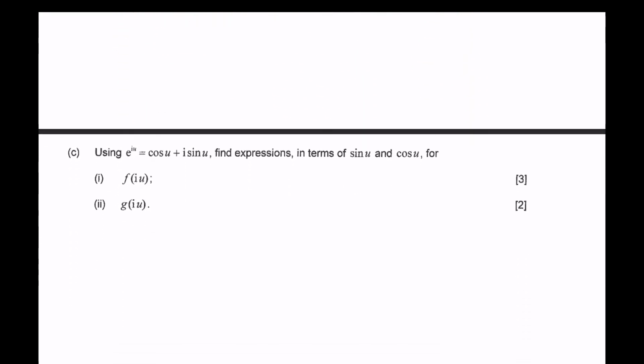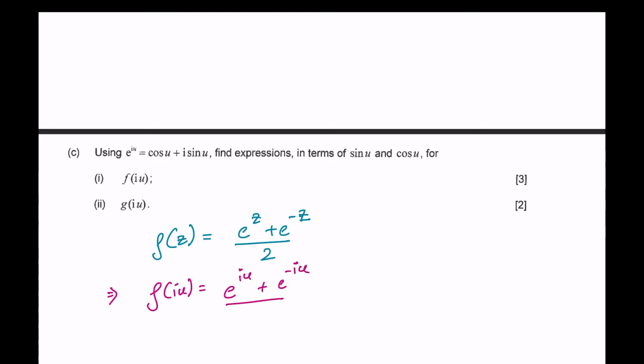Now comes part C. They have already given us this relationship that e^(iu) can be written as cos u plus i sin u. So we have to find the expression in terms of sin u and cos u for f of iu and g of iu. Again, f of z was (e^z + e^(-z))/2. Now we have to find f of iu, so let's put iu in place of z. So (e^(iu) + e^(-iu))/2.